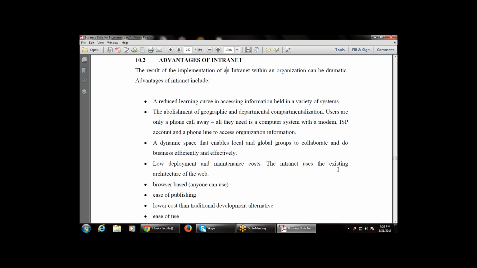Then a dynamic space. A dynamic space means movement or the flexible space that enables local and global groups to collaborate and do business effectively and efficiently. The next is low deployment and maintenance cost. So there is no maintenance cost. If I say no maintenance cost, that is not good.